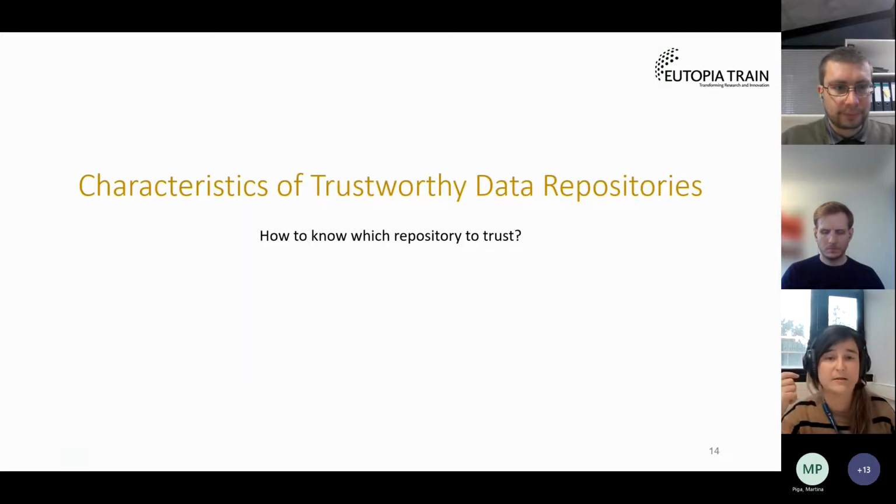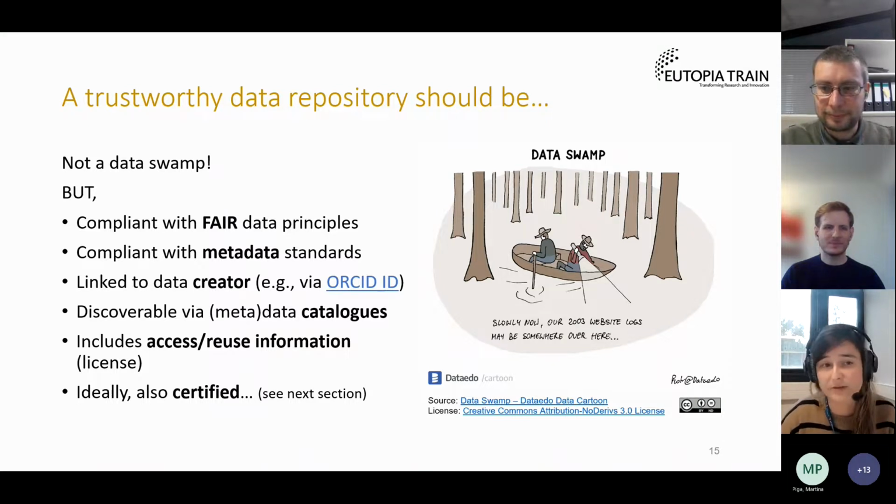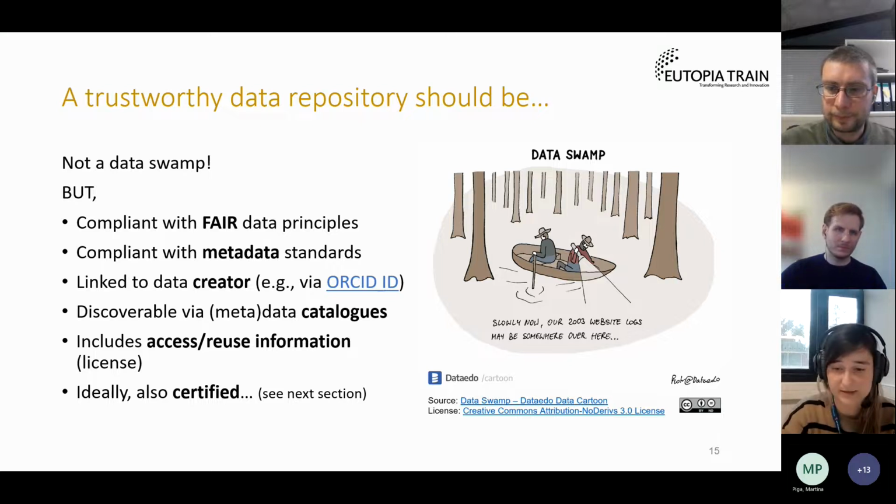Then it is important to look into which repositories you can trust. Sebastian also reused this cartoon, which is a very nice cartoon, because a trustworthy repository should not be a data swamp. It should be compliant with the FAIR data principles that I mentioned before. It should be compliant with the metadata standards. It should be linked to the data creator via the ORCID ID, which is also a persistent identifier. It should be discoverable through data catalogs or metadata catalogs. It should include access and reuse information like licenses, and it should be certified. But the certification I will talk about later on in this presentation.